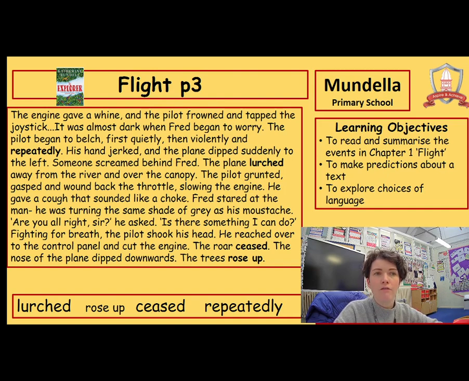Okay. Now, in the vocabulary box below, I have put some other words that I'd like you now to think about their meaning, to define their meaning. First word, lurched, rose up, ceased, and repeatedly. Now, I've highlighted those words within the text, which helps you to locate them, to find them in the text. Now, use those sentences in which the words appear to help you define them. Pause the video now and write down the definitions into your books.